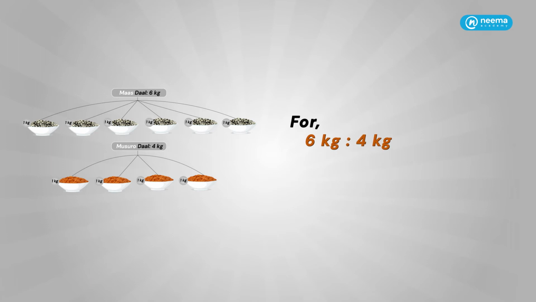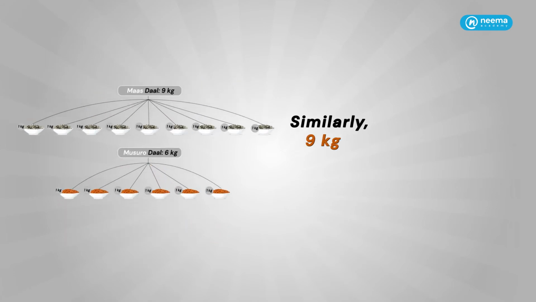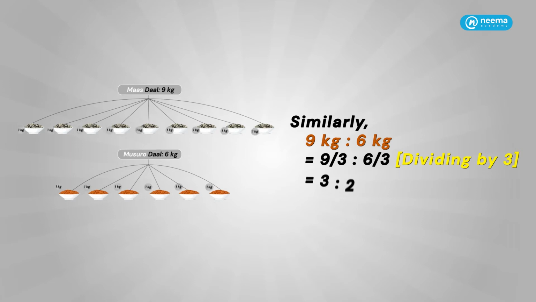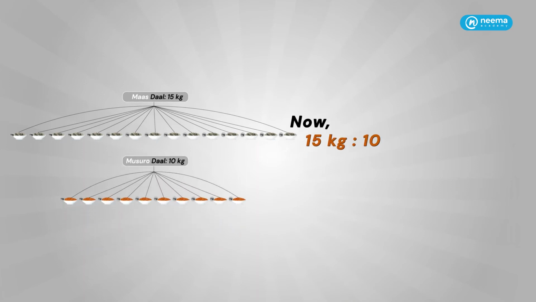First, 6 kg is to 4 kg is equal to 6/2 is to 4/2. Dividing by 2 is equal to 3:2. Similarly, 9 kg is to 6 kg is equal to 9/3 is to 6/3. Dividing by 3 is equal to 3:2. Now 15 kg is to 10 kg is equal to 15/5 is to 10/5. Dividing by 5 is equal to 3:2.